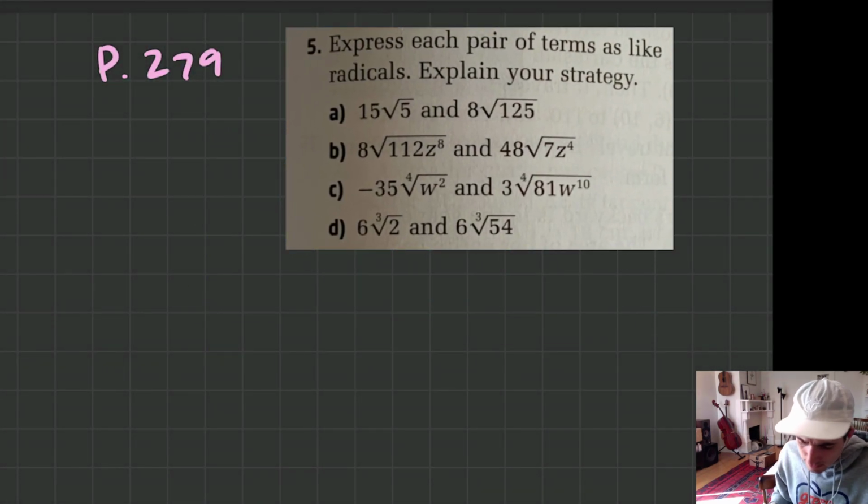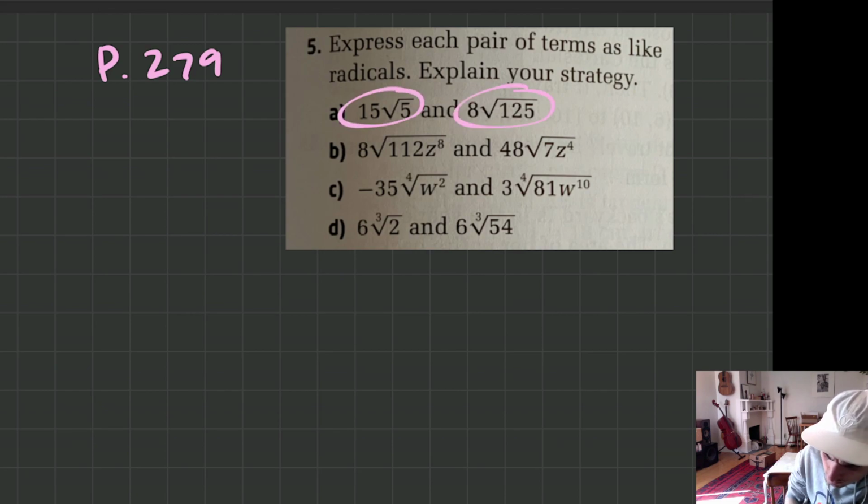So we're going to express each pair of terms as like radicals and explain our strategy. So what this question is saying is, we've got a whole bunch of terms underneath each of these radicals. So let's start off with this one here. Like this one here has a 5 underneath the radical. This one has a 125 underneath the radical sign. So is there any way of making it so that these have the same radical? Is it possible to do that? Well, yes, it is possible.